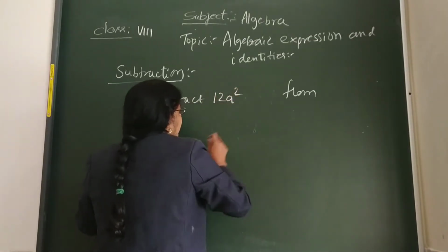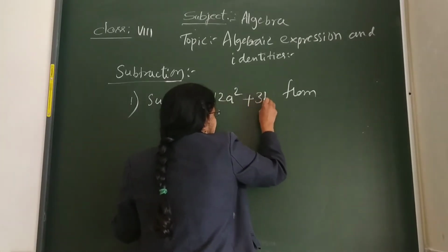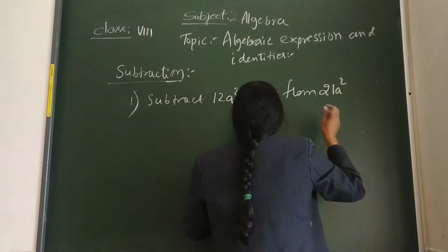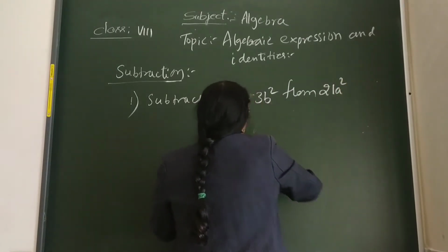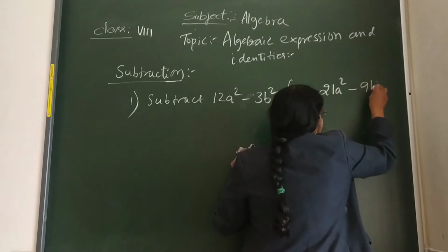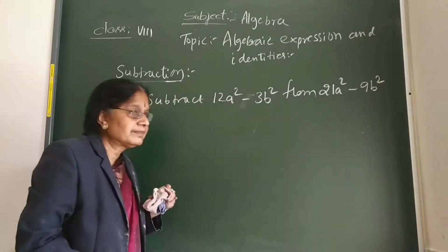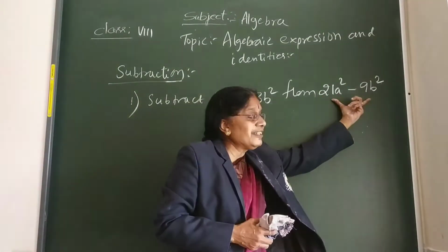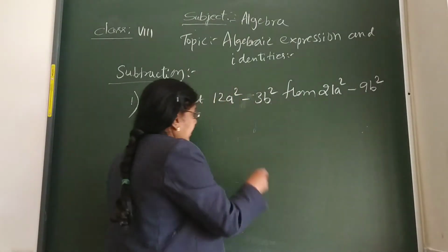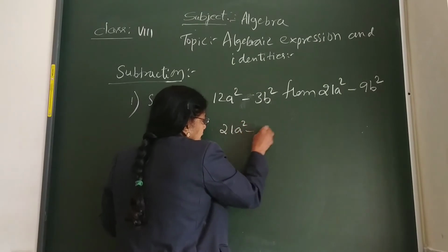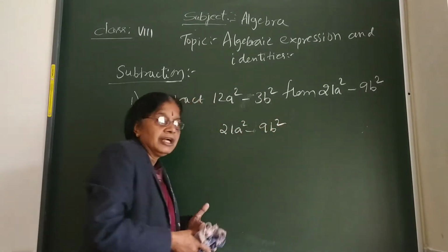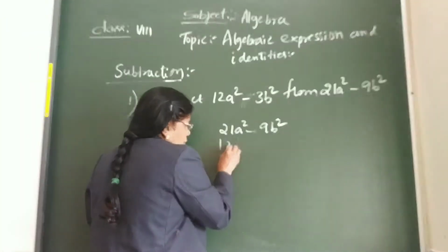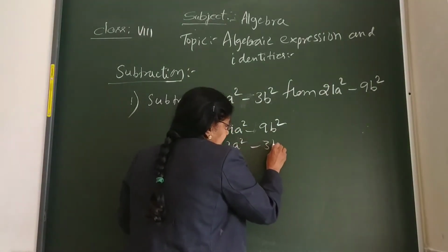12a square plus 3b square from 21a square minus 9b square. So first, as I told you again, take the binomial which comes after "from". So take it: 21a square minus 9b square. Below that write down the next binomial, below a square: 12a square minus 3b square.